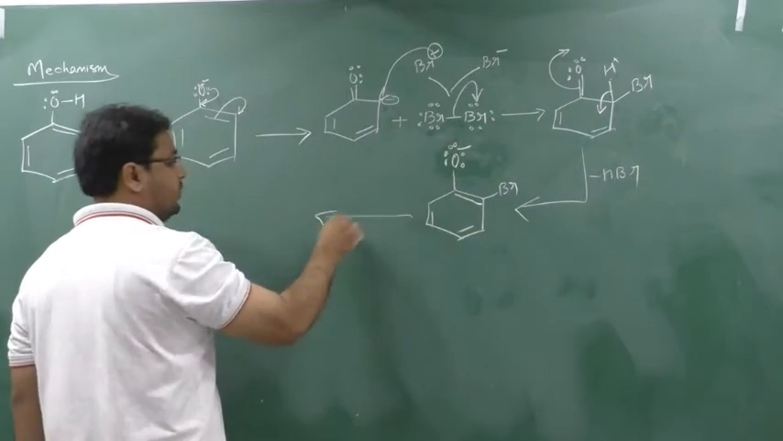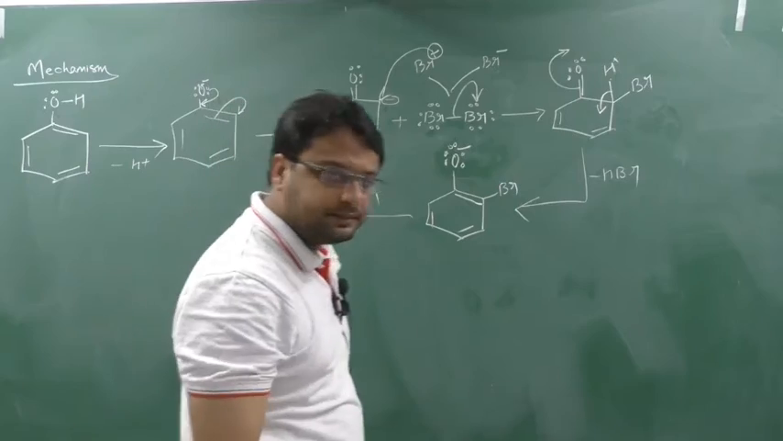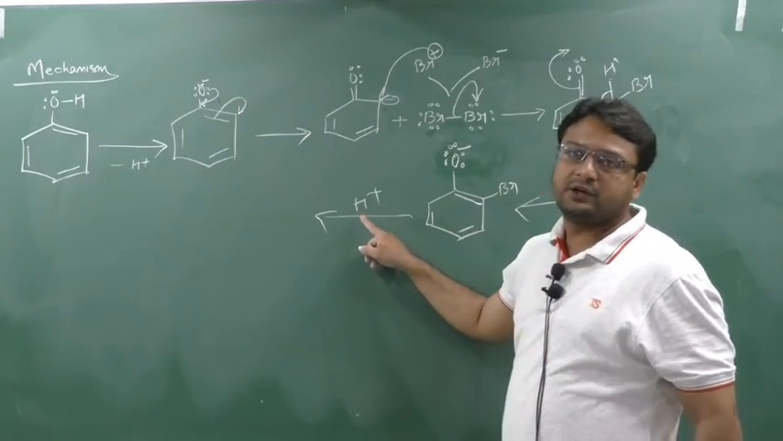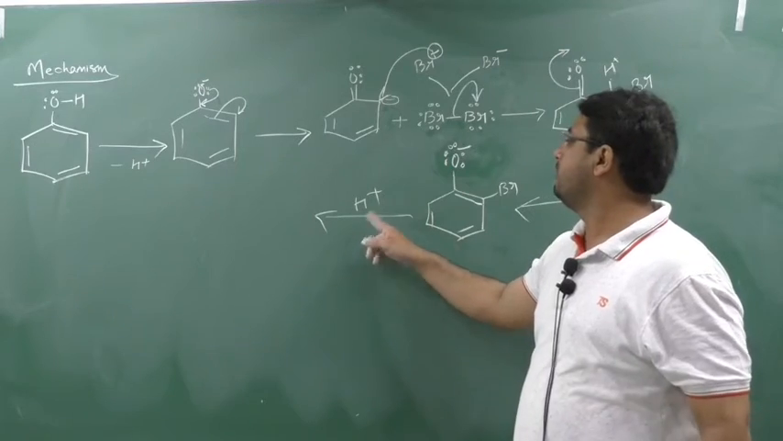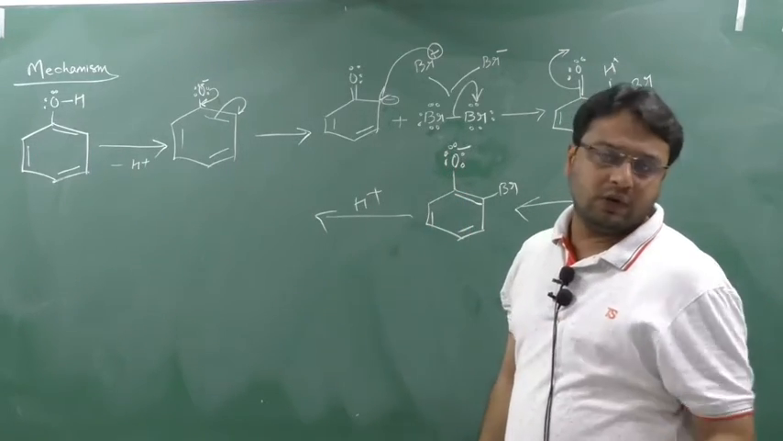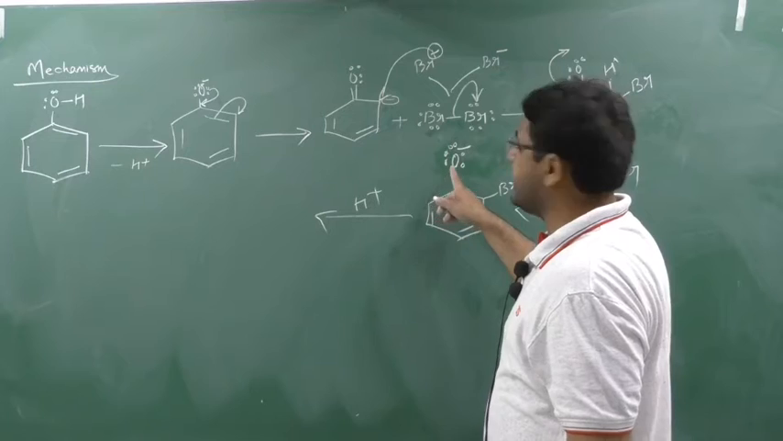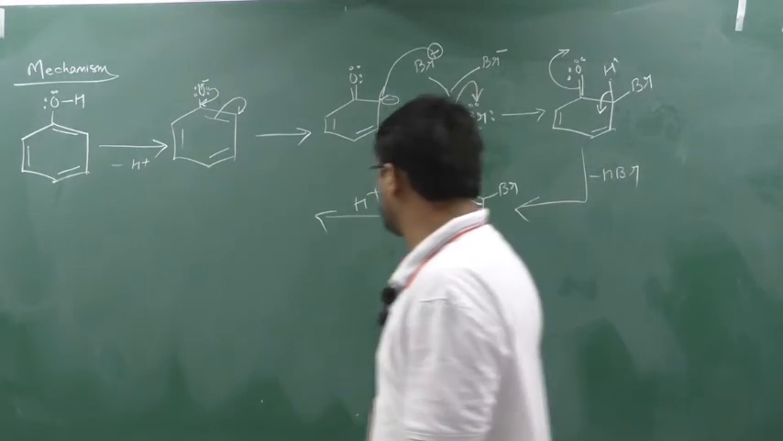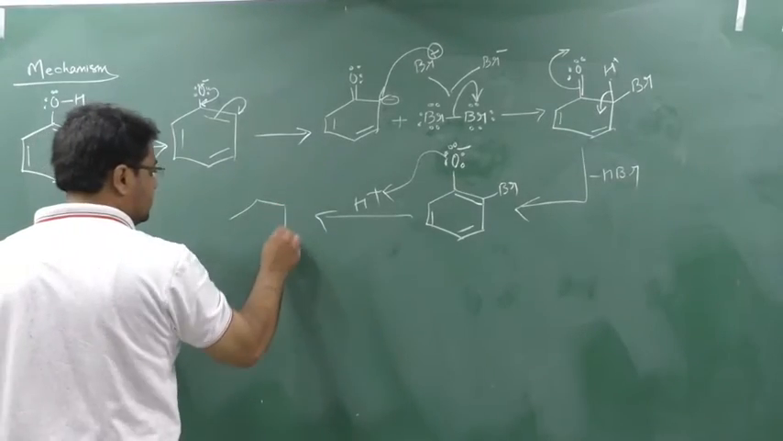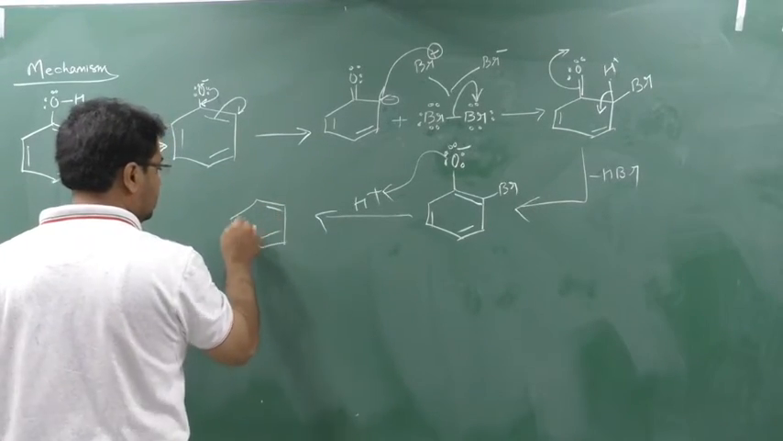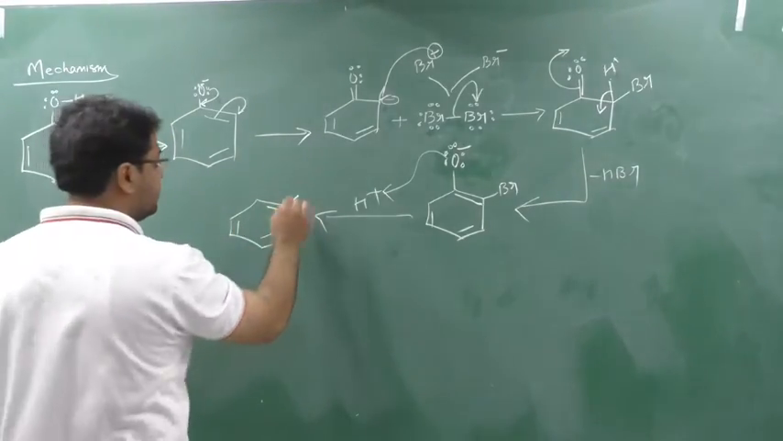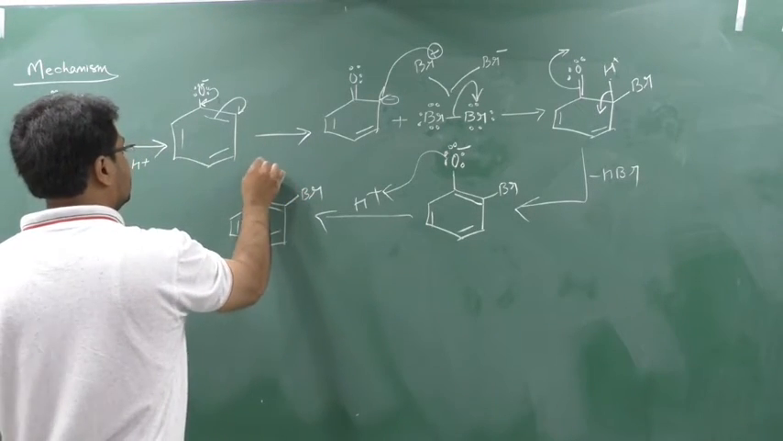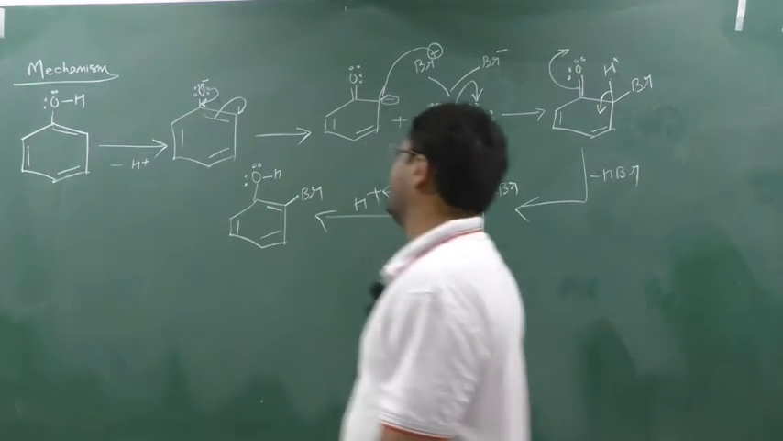Now we know very easily what we do. We will do the acidification. When we do the acidification, see, this H plus contains how many electrons? Zero electrons. If it wants to make a bond with this oxygen, it has to gain 2 electrons. Oxygen has the extra electrons, so out of 3 lone pairs, 1 lone pair will be donated to this H plus. So what will be formed? Br and here OH. This is nothing but o-bromophenol.